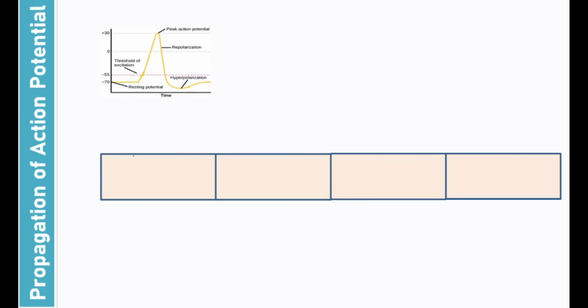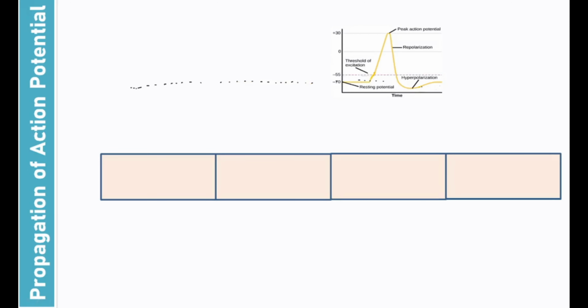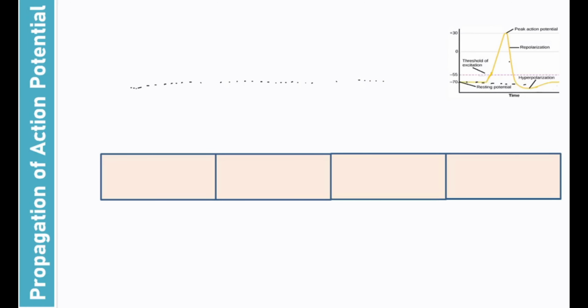So this is the first segment with action potential, but at that time the other segments were in the resting stage. Next, in this segment there is action potential, but the previous segment and next segment are in a resting condition. Next, in this segment there is action potential, but the next segment is in a resting condition. And then in the next segment there is action potential, but the previous segment is in a resting condition. So through this process, action potential propagates.